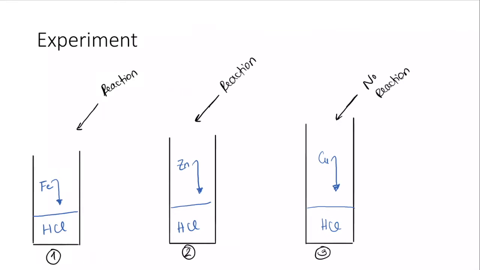This happens when we added Fe to HCl. And again, this happens also when we added Zn to HCl. So Fe, in this case, is becoming Fe2 plus. And Zn is becoming Zn2 plus. Because it disappeared, it dissociates into the solution. Now here we don't have a reaction. It's interesting that we don't have a reaction with copper.